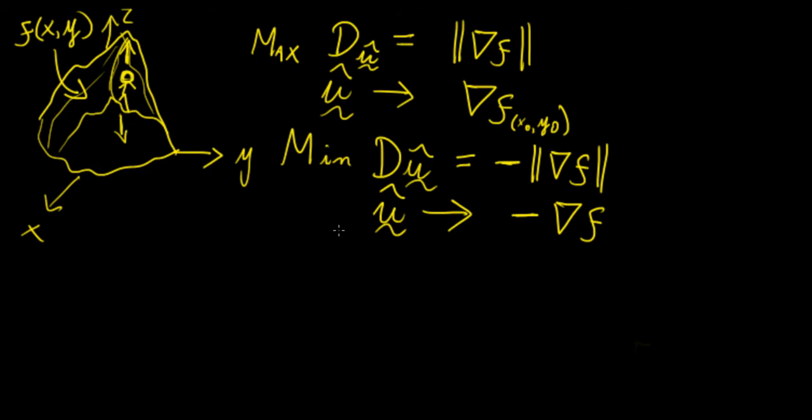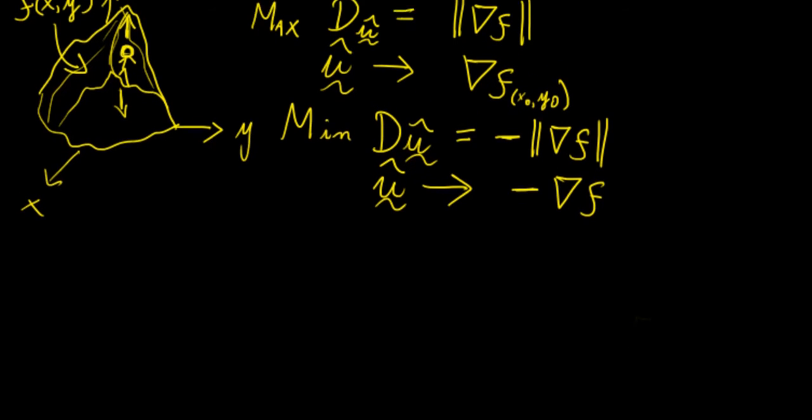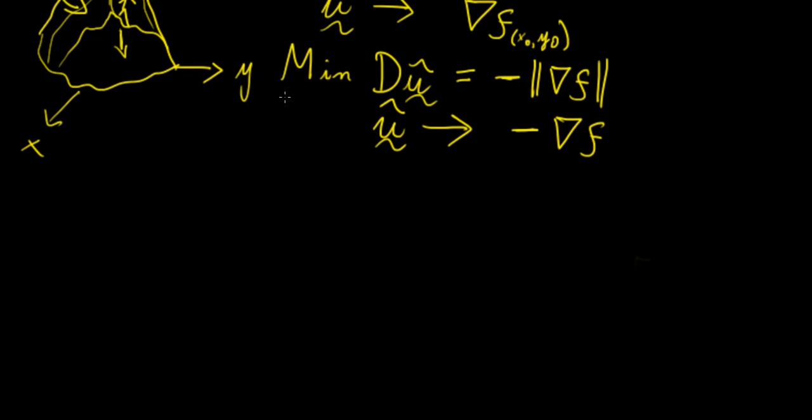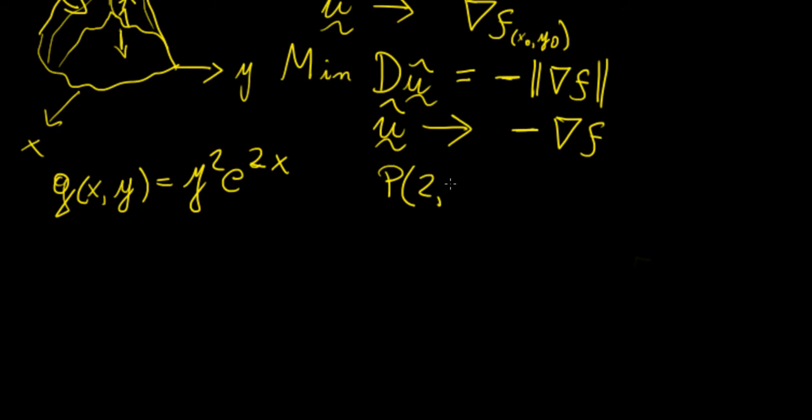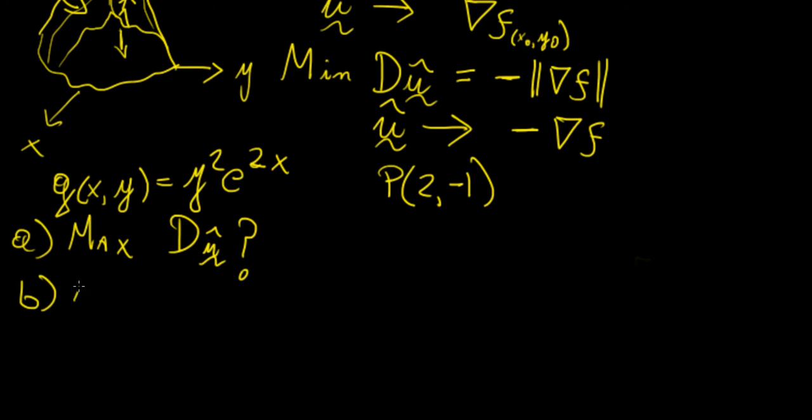So let's do an example that illustrates how this works. Let's have the function g of x y equals y squared e to the 2x, and let's say we're standing at the point P (2, -1). So the question is, find the maximum directional derivative and its direction, and then part B is find the minimum directional derivative at that point and its direction.